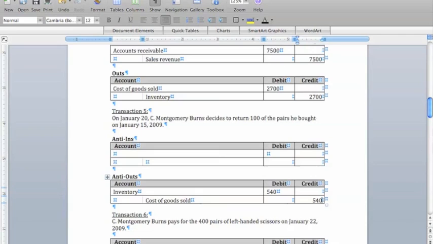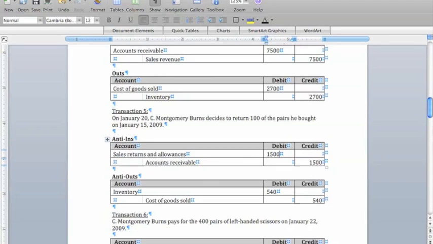Now the anti-ins are a little different, because we want to separately track things like returns because they're important to managers who are trying to run their business. So we're going to actually undo the accounts receivable transaction for these 100 items that were returned through a credit to accounts receivable for $1,500. But instead of outright debiting sales revenue, we're going to track these returns a little bit differently by actually debiting a contra revenue account instead, known as sales returns and allowances for our $1,500.